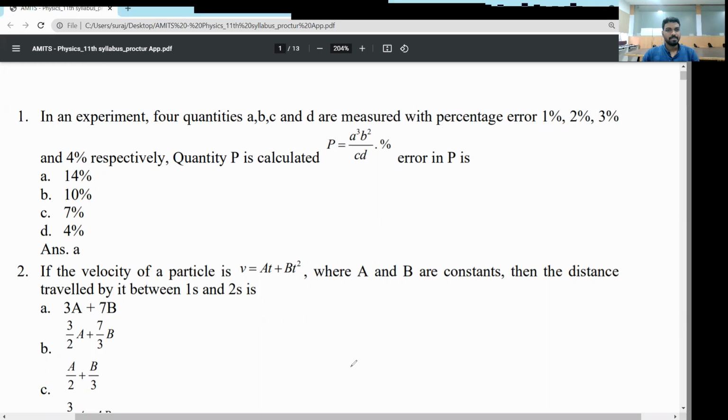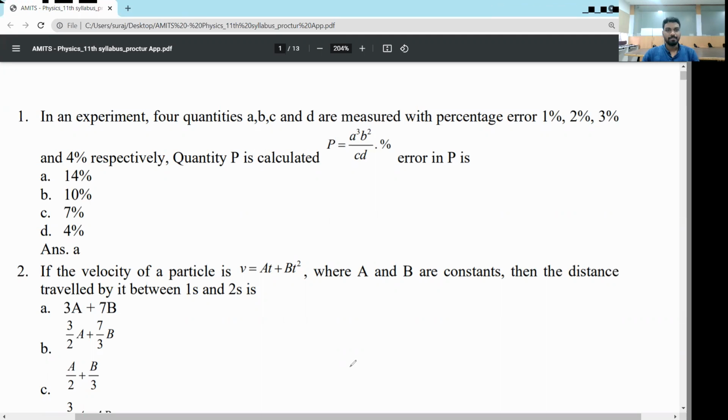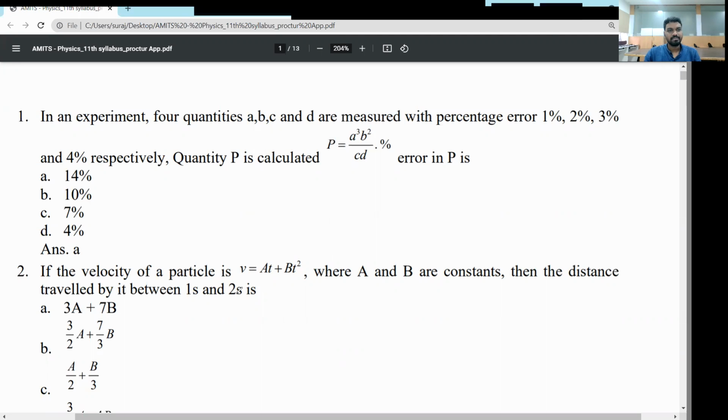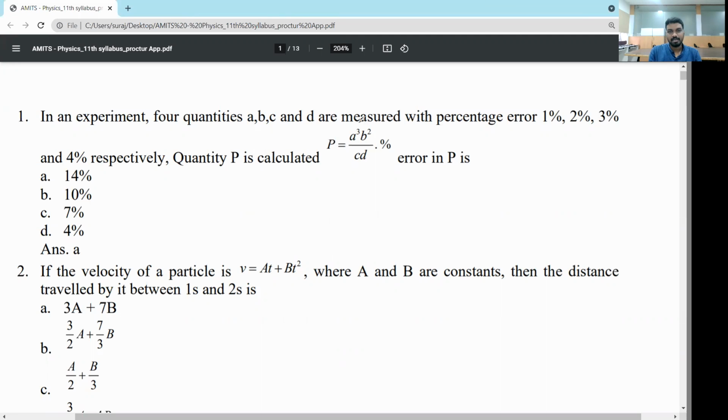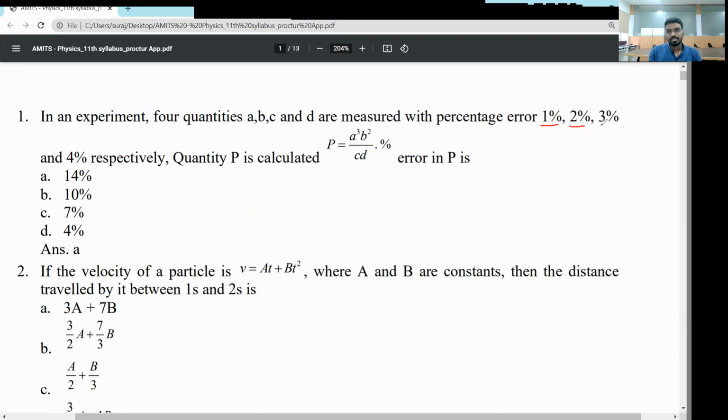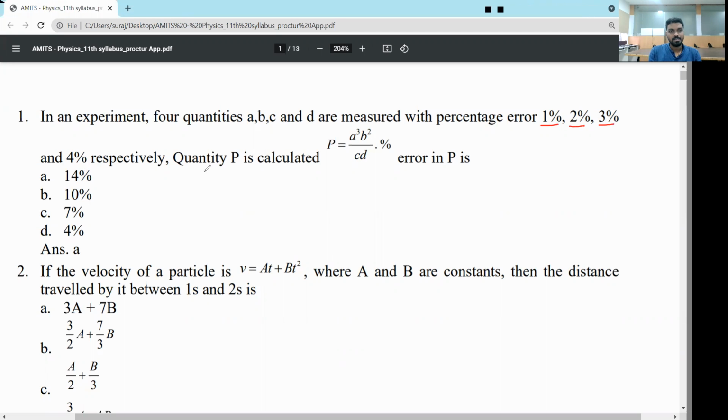So now we'll discuss the paper, AIMT test paper, complete 11th, date 21st of August. Coming to the first question, what is given in an experiment? Four quantities A, B, C, and D are measured with percentage error 1%, 2%, 3%, and 4%. Quantity P is calculated, formula is given. Then they are asking to find the percentage error in P.